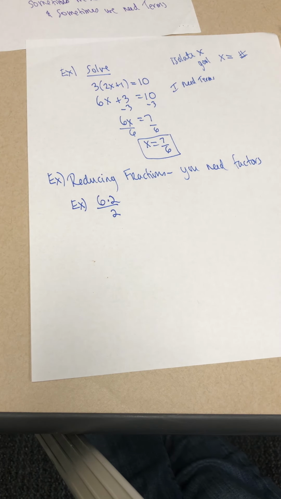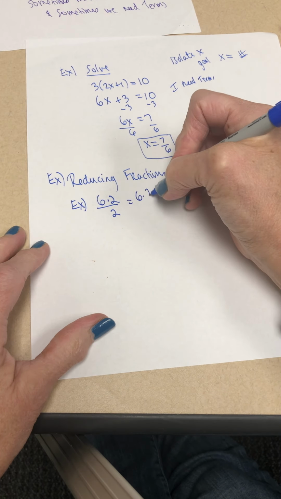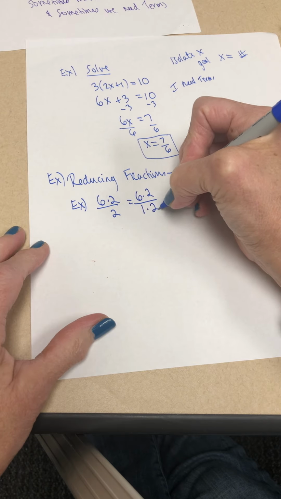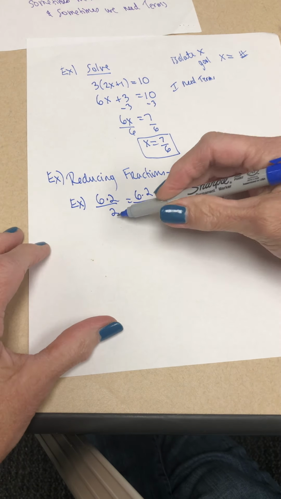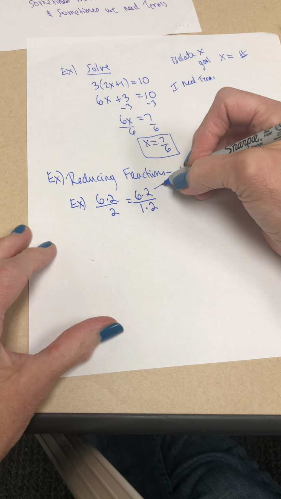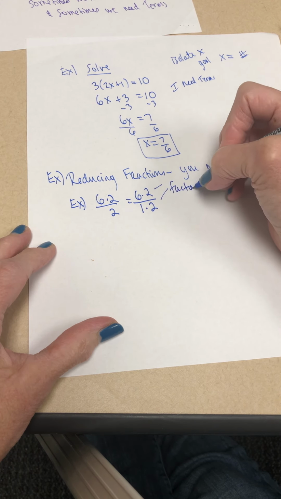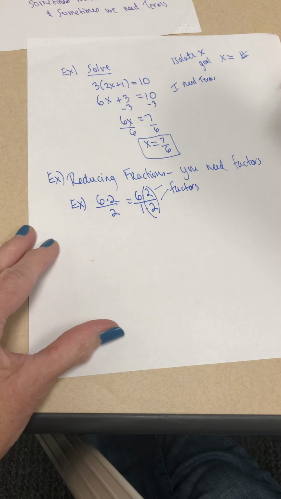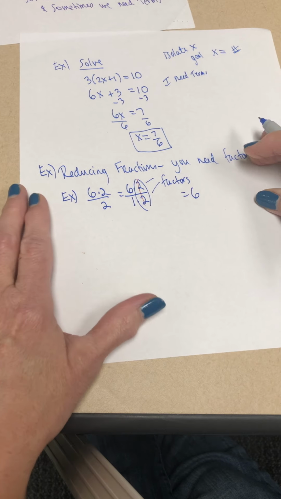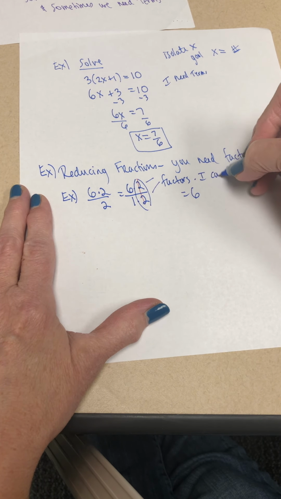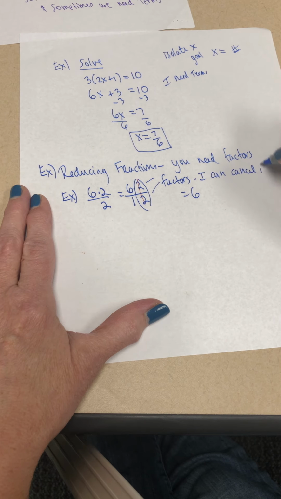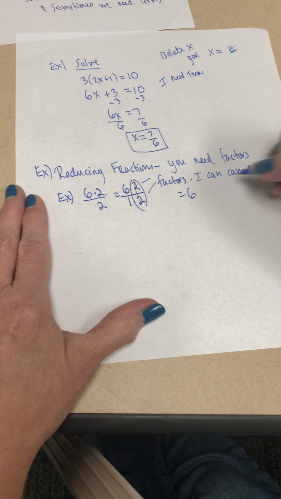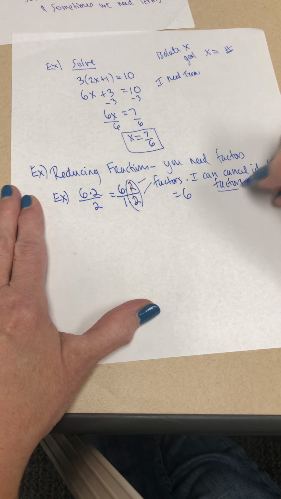Well, let's make sure that you see that the 2 can be thought of as 1 times 2. So these are factors. They're identical factors, and I can think of this as 2 over 2. What's 2 over 2? It cancels to 1. This equals 6. So I can cancel identical factors when reducing.